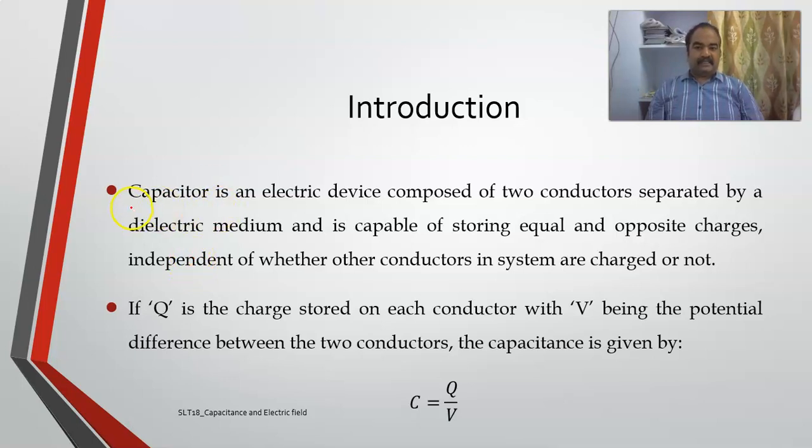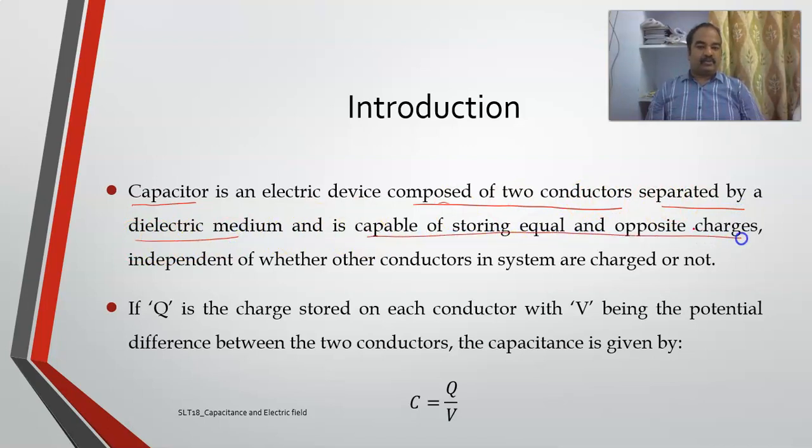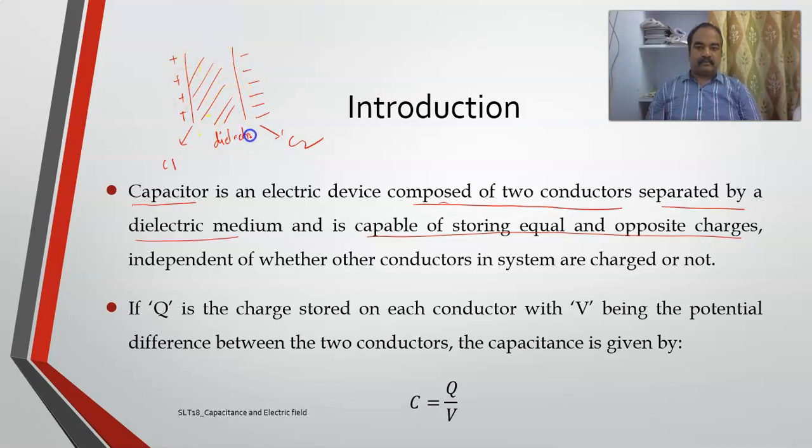You might have seen that a capacitor is just an electric device composed of two conductors separated by a dielectric medium, and is capable of storing equal and opposite charges, independent of whether other conductors in the system are charged or not. So it is just two conductors storing equal and opposite charges. This is conductor 1 and this is conductor 2, and these are separated by a dielectric medium. This particular combination is called a capacitor.